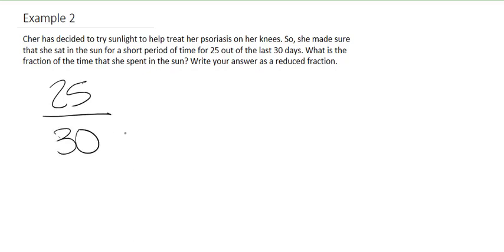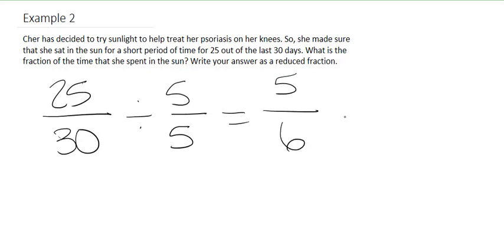Now, these numbers are not both even. But we know 25 and 30 both end in 0 and 5, which means they can be multiples of 5. So now we can divide both numbers by 5. 25 divided by 5 is equal to 5. 30 divided by 5 is 6. So we have 5/6 of the last 30 days that she spent in the sun.